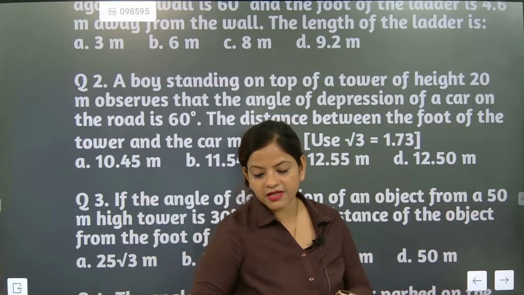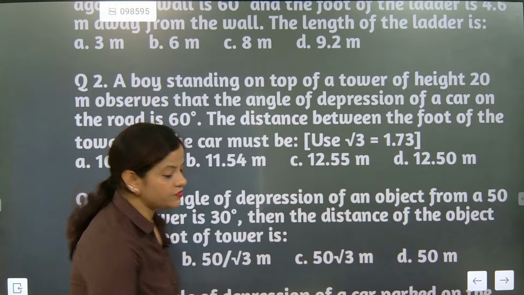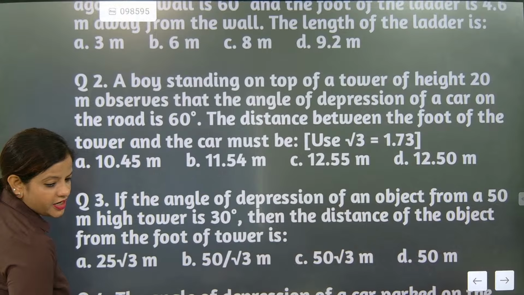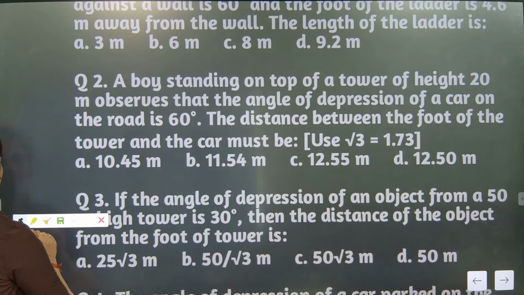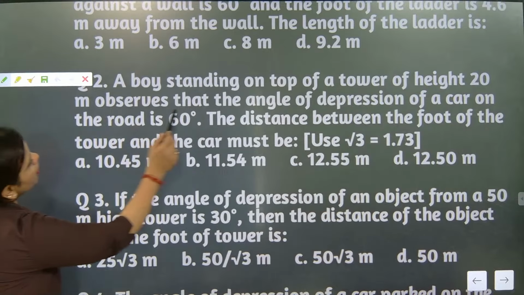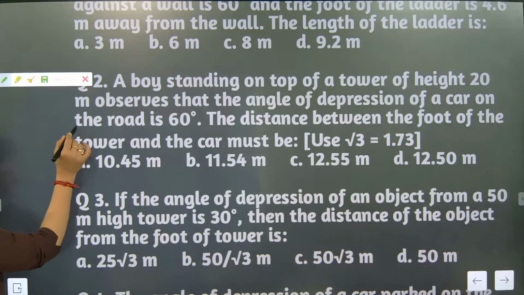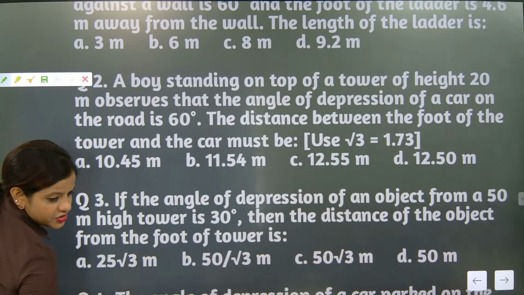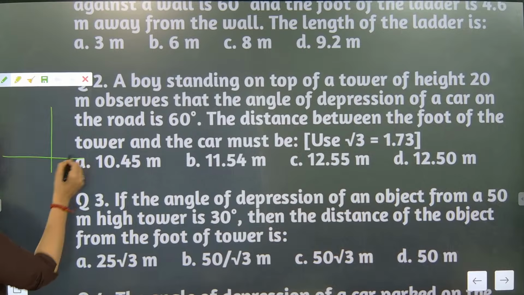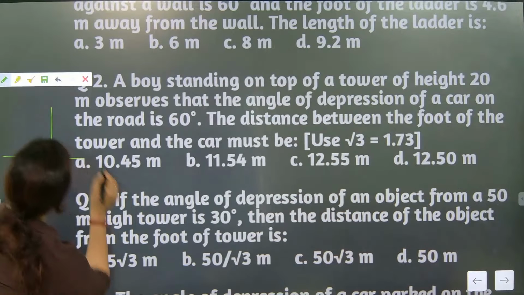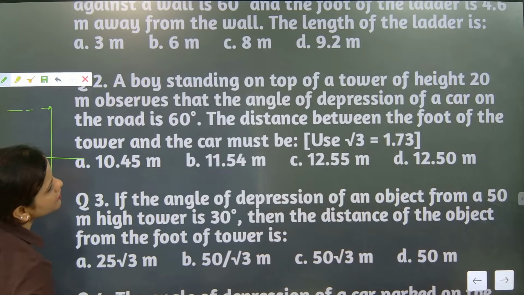Yes, absolutely correct. The correct answer is coming as this. So now let's solve the question. How many of you have given the correct answer? B is the correct answer. Let's see. A boy standing on the top of a tower. If I draw here, is it sufficient for you? Good morning, Nishant. Now look here. A boy is exactly standing on the top of a tower, so this is the location of the person. And after that, what is the height of the tower given to you?